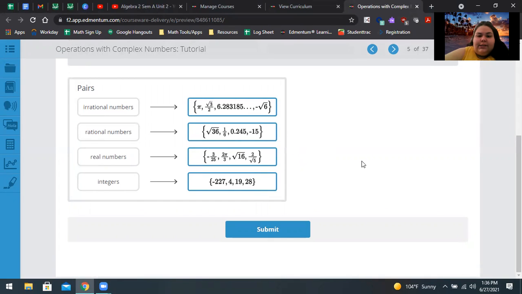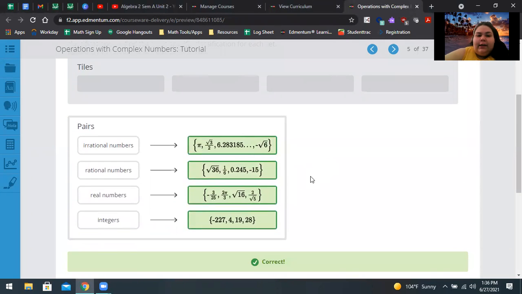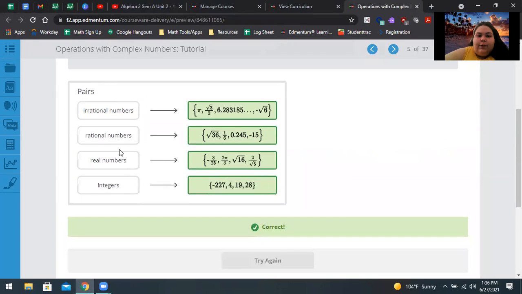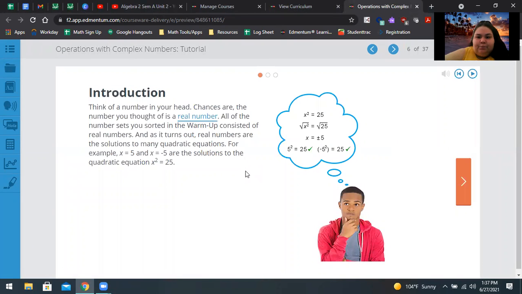Real numbers are both positive and negative, and those are the classifications. So a lot of these can kind of fit in between each one. But again, real numbers take both irrational and rational numbers. Integers, specifically, are just whole numbers, both positive and negative. Let's go ahead and move on to slide 6.